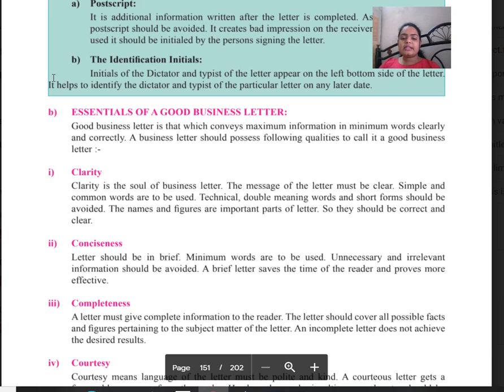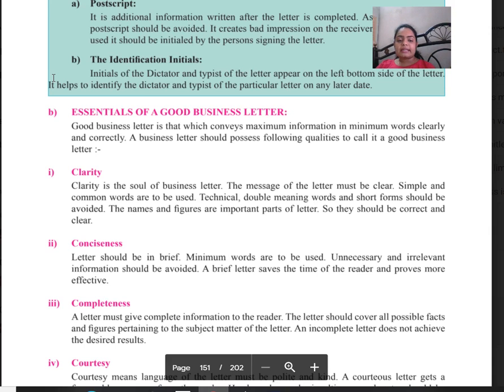A good business letter conveys maximum information in minimum words clearly and correctly. A business letter should possess following qualities to call it a good business letter. So, business letter is that which conveys maximum information, firstly, and which is clear and correct for the readers also, and should possess the following qualities to call it a good business letter.